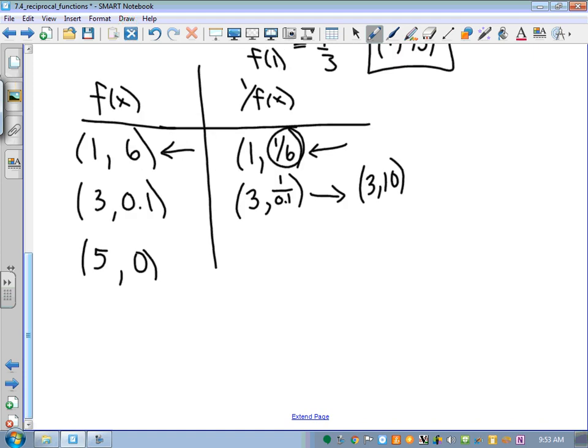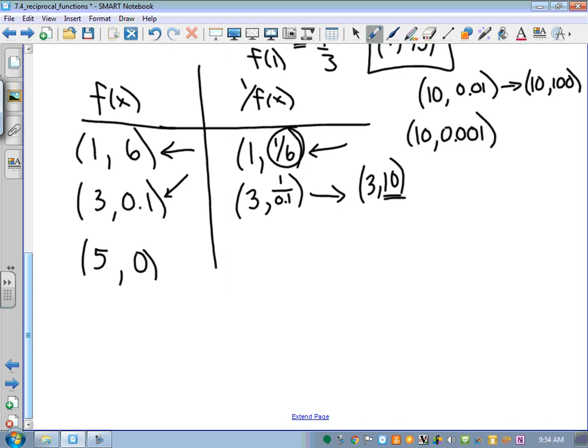My next point, my y value is 0.1. Look at the y value on the reciprocal. It's positive 10. And that would get more extreme. If I took the point 10 comma 0.01, when I take the reciprocal of that, it's going to turn into 10 comma 100. Or if we looked at 10 comma 0.001, that is going to turn into 10 comma 1000. So when we talk about that reciprocal, if the original function is approaching 0, the reciprocal of that function is actually going to go up or down to infinity. We'll examine that further in the notes. We'll actually do a nice table of values to see exactly how that happens.